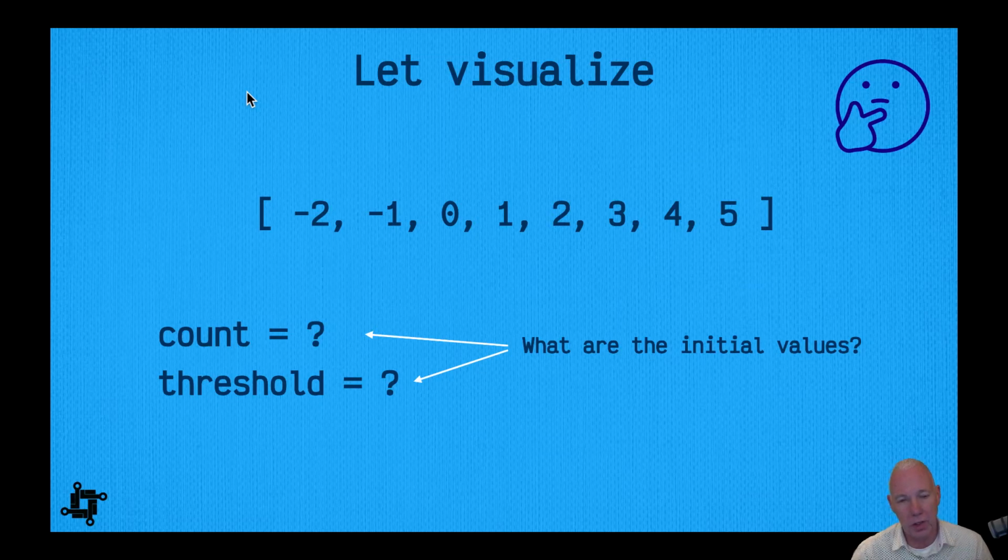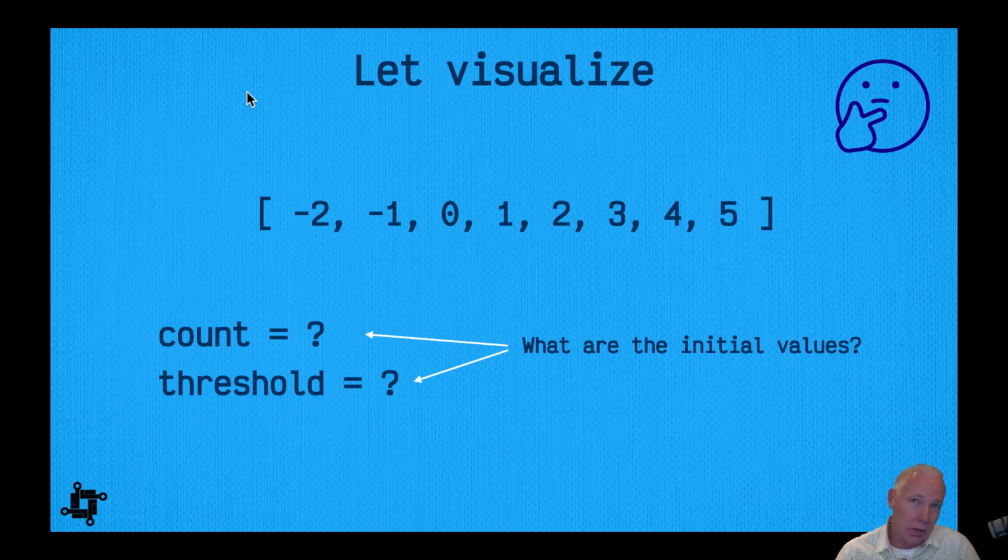Essentially what I have here is a list of numbers going from negative 2 all the way up to 5. We've discussed some potential variables, but two of them that hopefully came out of that discussion were that we need a variable called count and we need a variable called threshold.